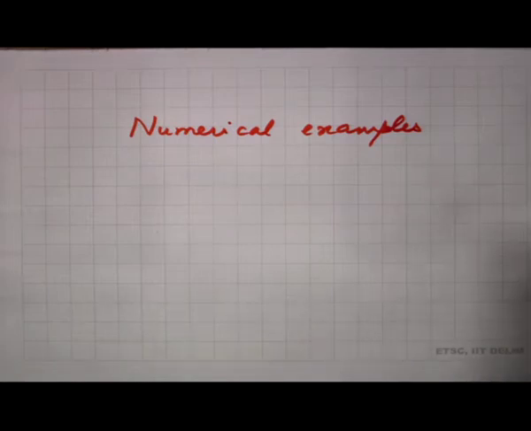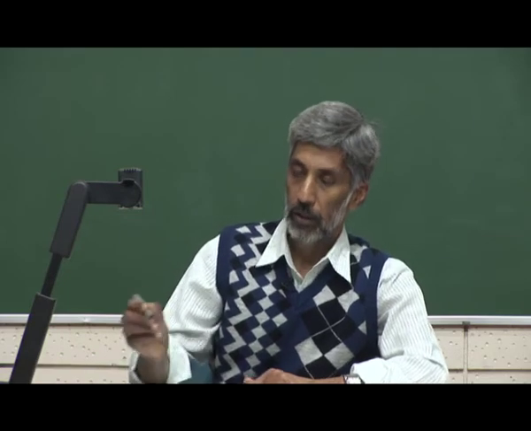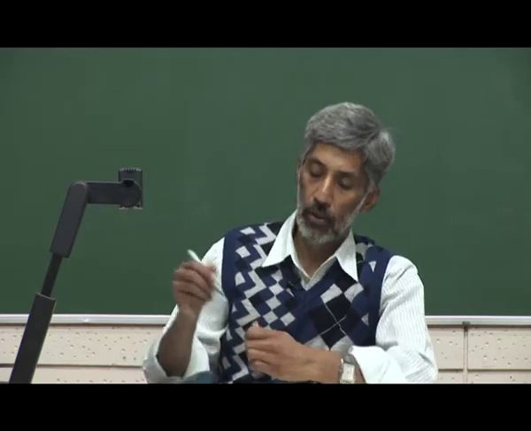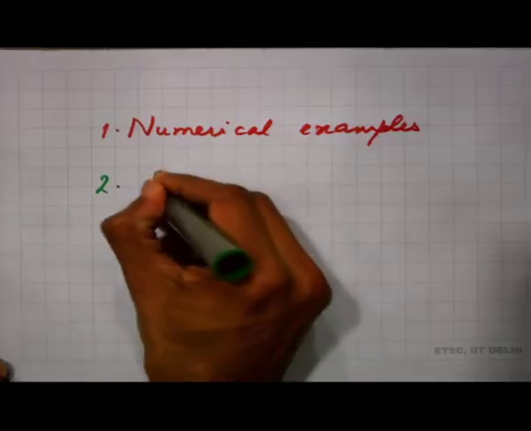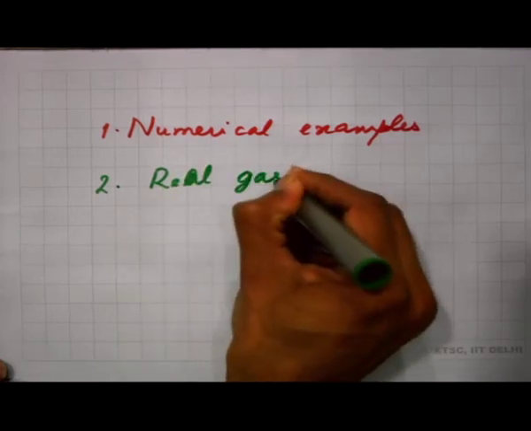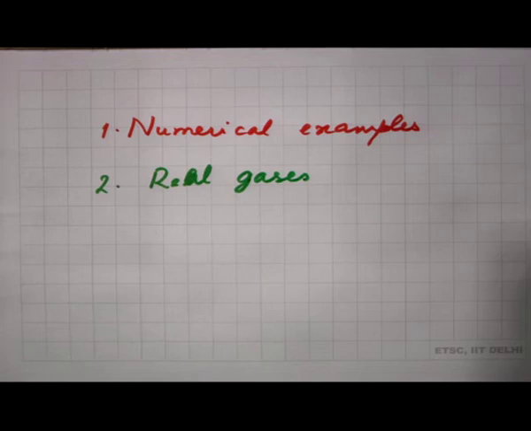There were examples on Dalton's law of partial pressures, there was a discussion on density, and there was also a discussion on how airbags work using the ideal gas law, and this was the first part of the discussion. The second thing that we did was to look at some experimental evidence for real gases. And what we will do today is to continue.